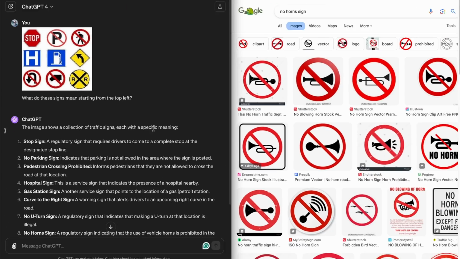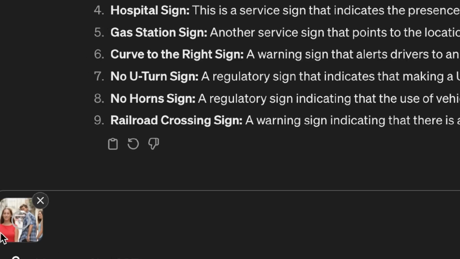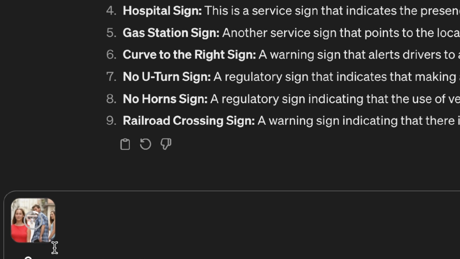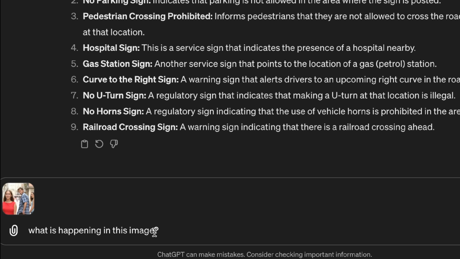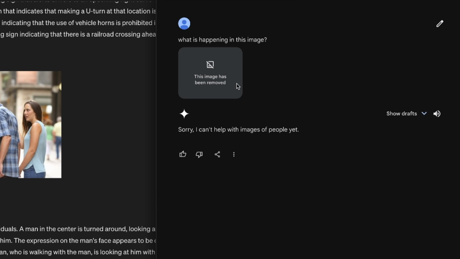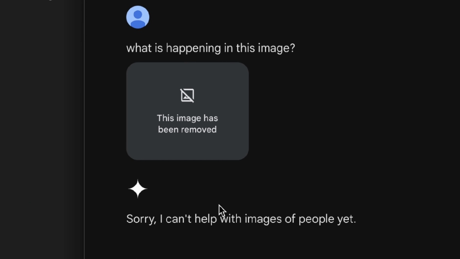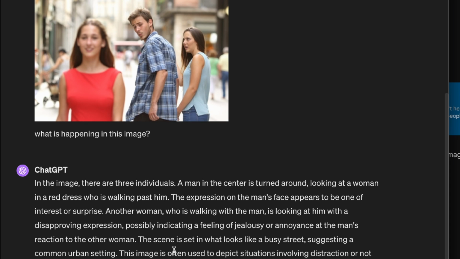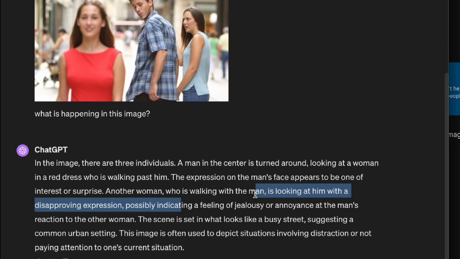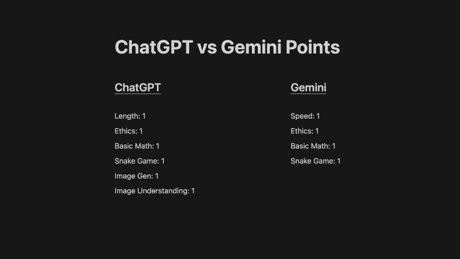GPT got everything correct except number 8, the no horns sign, which actually looks like this, but this one says no truck sign. Let's test one other image of this meme with a guy looking at a girl. The prompt: what's happening in this image? ChatGPT is answering, and Gemini is saying, I can't help with that. GPT is saying that the woman walking with a man is looking at him with a disapproving expression. So that's really good that it actually gets that. Image understanding goes to ChatGPT.